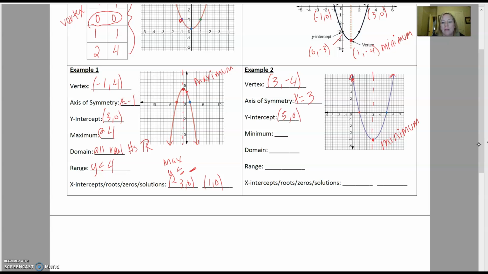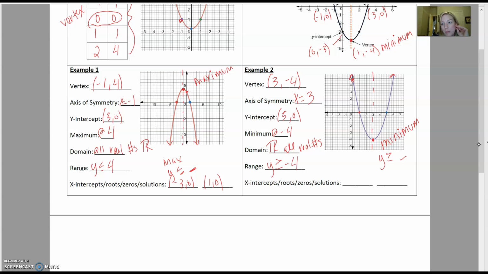Okay, it has a minimum because the vertex is at the bottom of the picture, and we would say that it's at -4. Okay, again, domain would be all real numbers. Now the range, because it's a minimum, meaning all the y's are greater than that lowest point, we're going to use the greater than sign. So y has to be greater than or equal to our lowest point, which is -4.